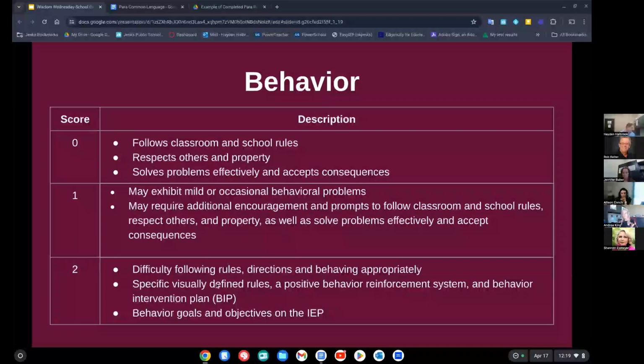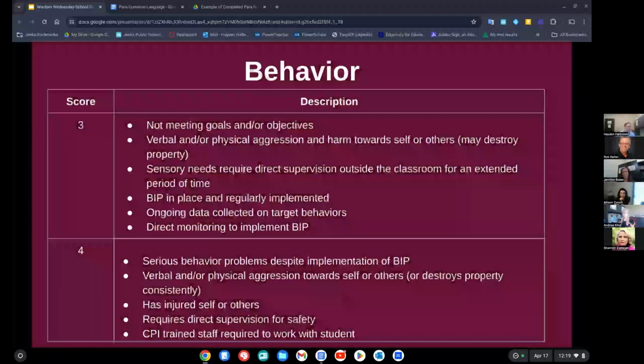Number 2 is where we start to see a little bit more elevated behavior, difficulty following rules and directions, behaving appropriately, specific visually defined rules, a positive reinforcement system, a behavior intervention plan. So this is where we're getting a little bit more detailed in what this student needs and why they might need a para for behavior reasons.